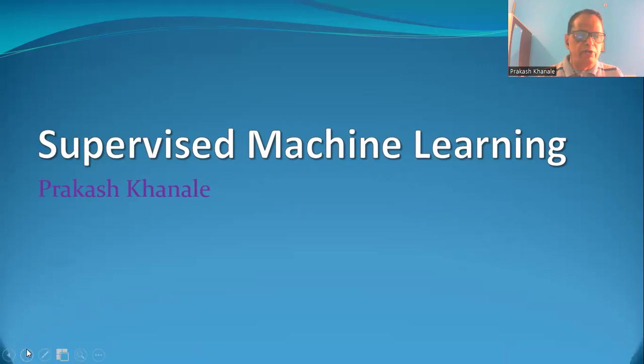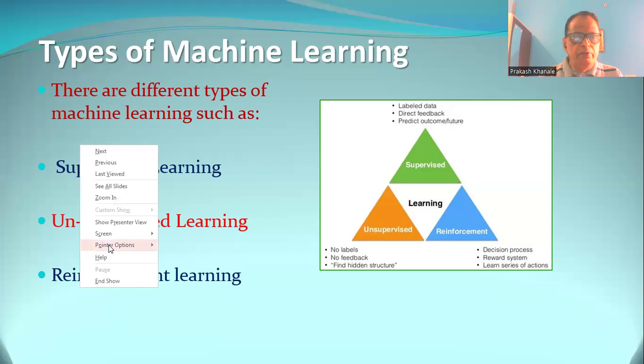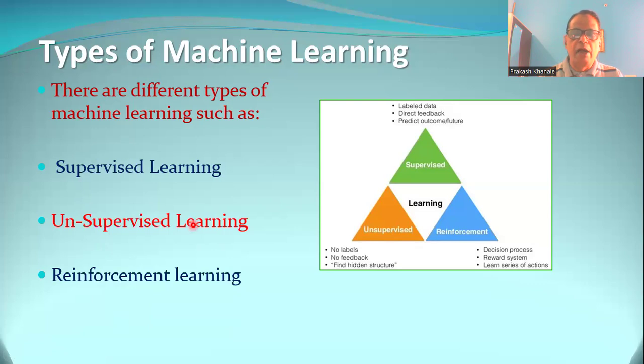So let us start the session with the question, what do we mean by supervised machine learning? Friends, you will find that there are different types of machine learning. For example, one type is called supervised machine learning. Another type is called unsupervised machine learning. And another type of machine learning is called reinforcement learning.